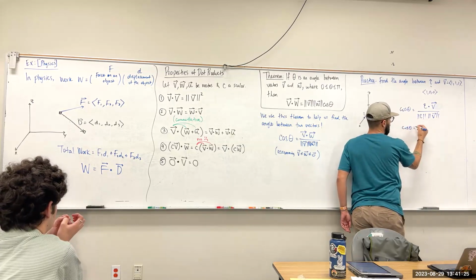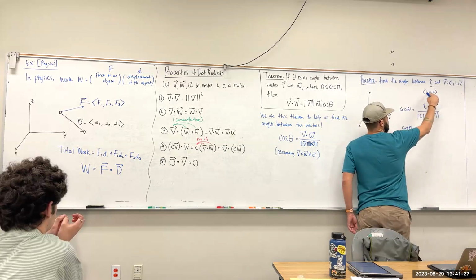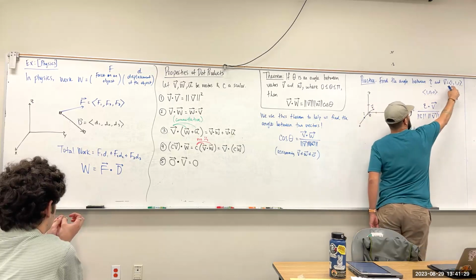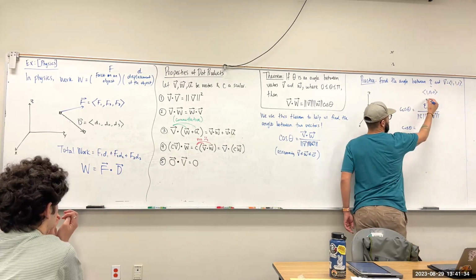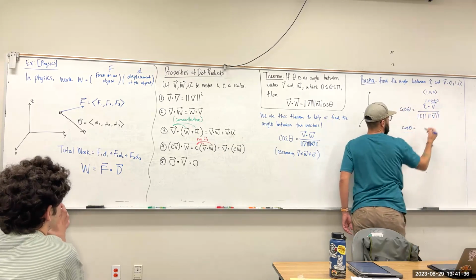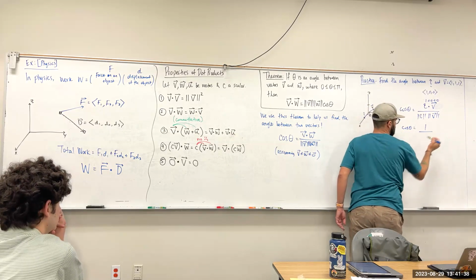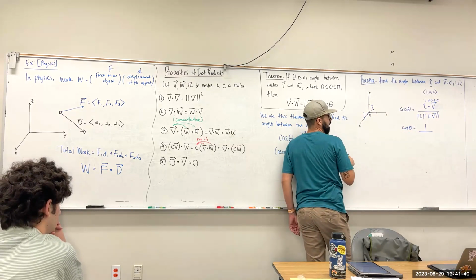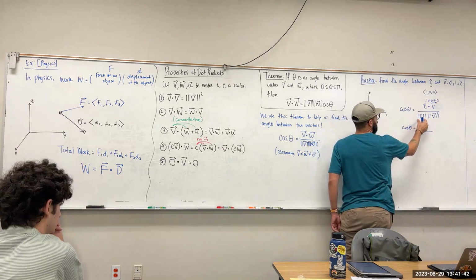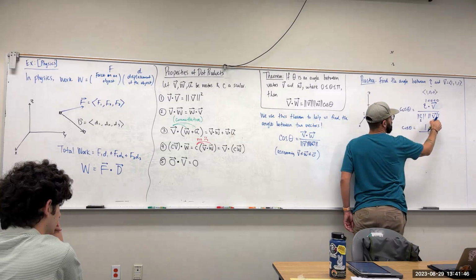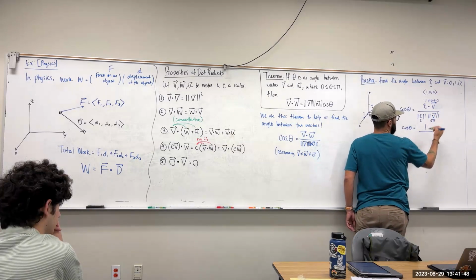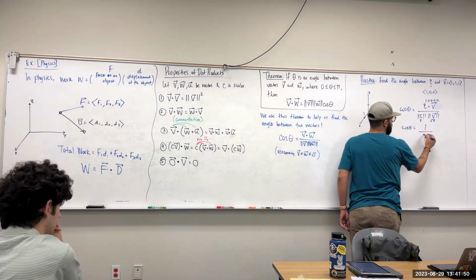So you got cosine theta is 1 times 1 and 0 and 0. So this just gave you 1 plus 0 plus 0, which was just good old 1. And then what was the magnitude of I? It was 1. What was the magnitude of V? Root 3, 1 plus 1 plus 1. So it's just 1 over root 3.